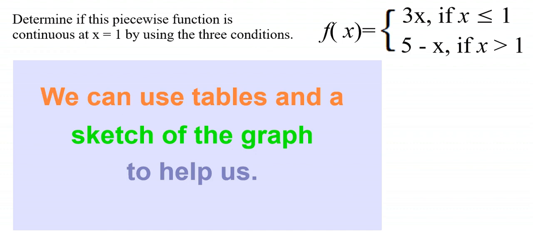So here's a piecewise function. Determine if this piecewise function is continuous at x equals 1 by using the 3 conditions. And so basically what we're looking for, right? I'm not going to repeat the 3 conditions. We just talked about them. So there's three ways we can do it. You can use a table, we can use a graph, and we can use a shortcut. So let's see what the table and the graph look like.